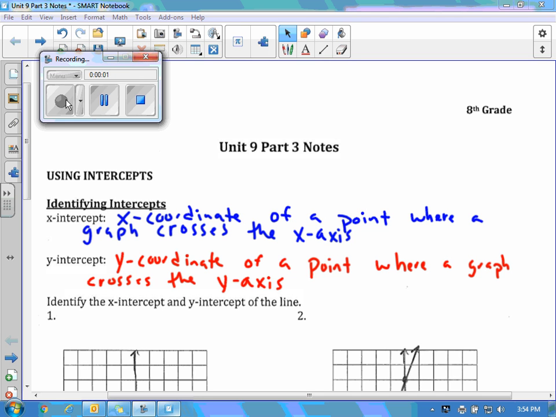In Unit 9, Part 3, we are talking about using intercepts. So we're talking about the x-intercept and the y-intercept. So definitions for you. The x-intercept is the x-coordinate of a point where a graph crosses the x-axis. And then the y-intercept is the y-coordinate of a point where a graph crosses the y-axis.